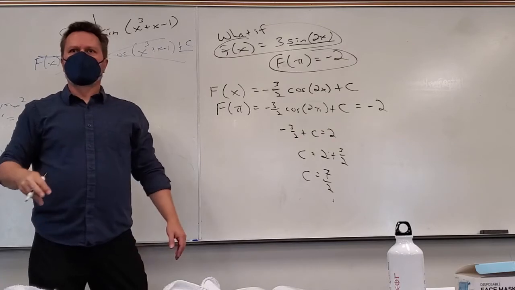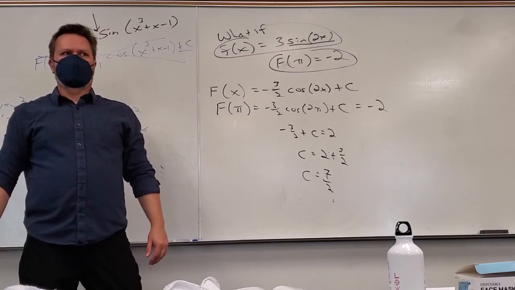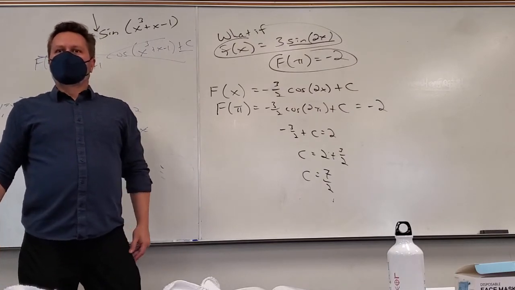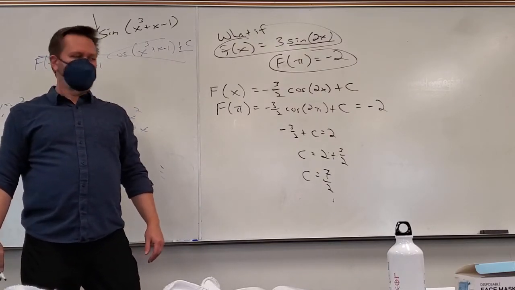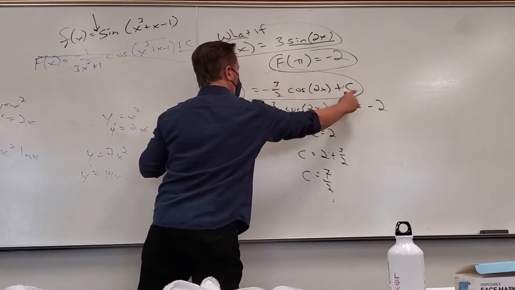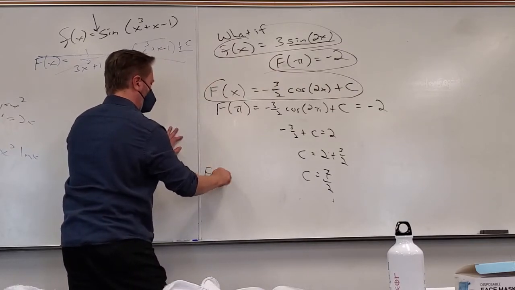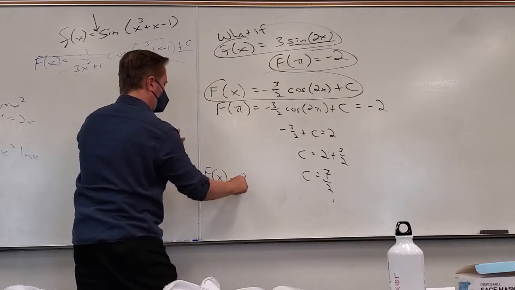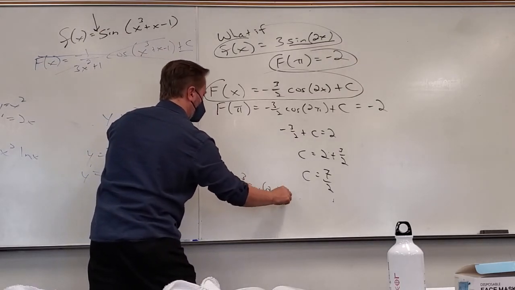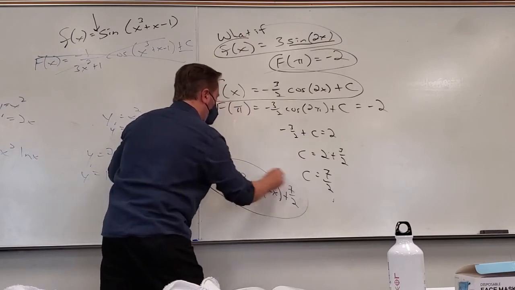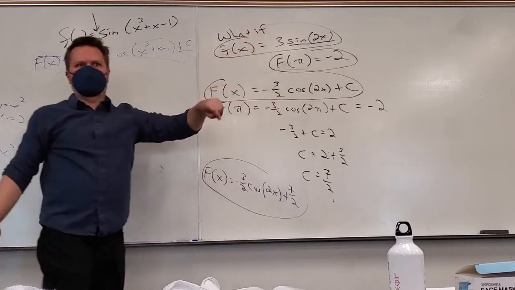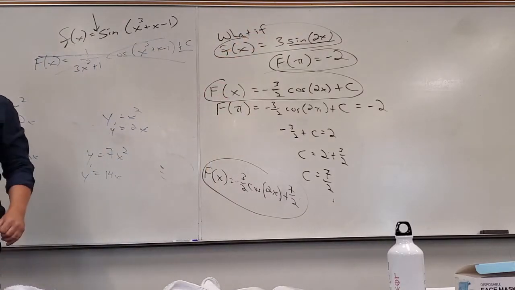Check my work. Now you don't circle that. What's the answer? -3/2 cosine 2 pi plus c. Yeah, the answer's got to be this, but I can throw in what c is. So the answer is big F of x is specifically this function. So it is the function whose derivative is this, but that goes through that point also, right? So it's a specific function now.